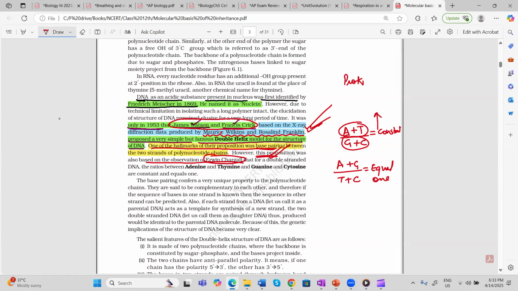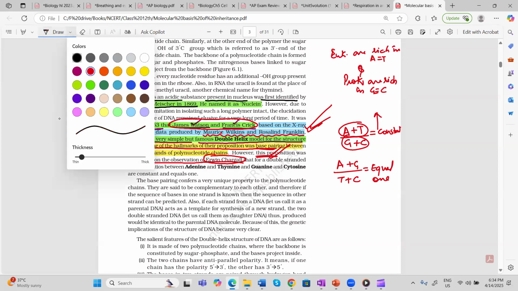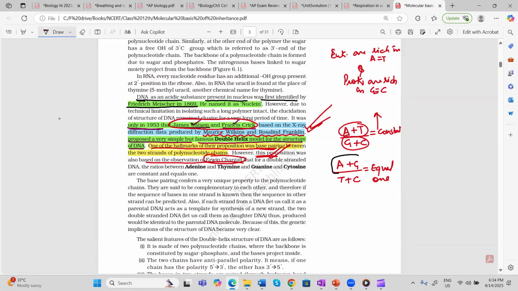Prokaryotes are rich in GC base pair, and eukaryotes are rich in AT base pair. Understand this line very carefully, please. And what does this mean? This indicates that whatever number of purine, the same number is pyrimidine. That is why it will always be equal.